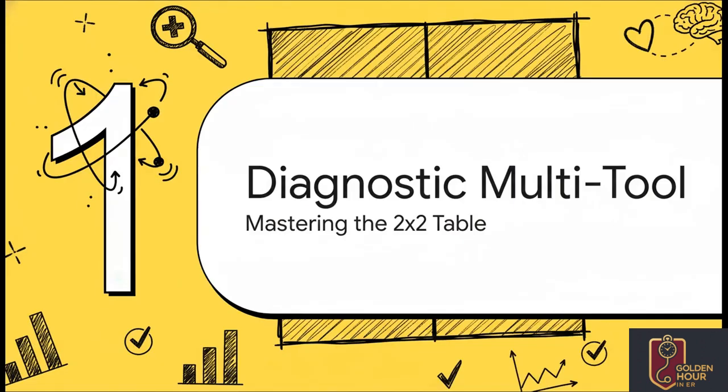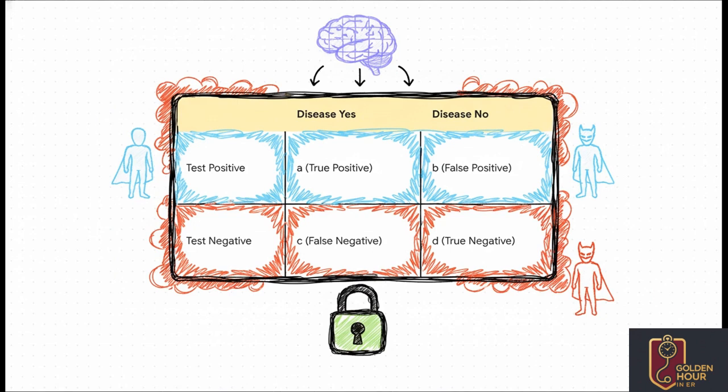Okay. First things first, we're starting with the single most important tool in your EBM arsenal, the one thing that almost everything else is built on, the 2x2 contingency table. Seriously, you need to know this grid inside and out. It is the foundation for pretty much every diagnostic calculation you'll ever have to do.